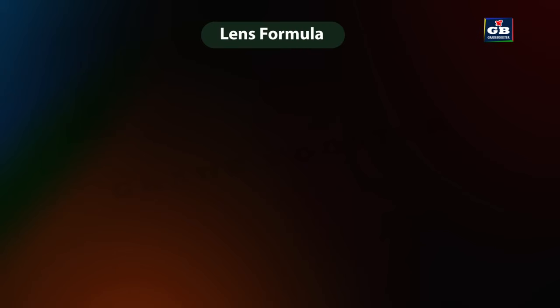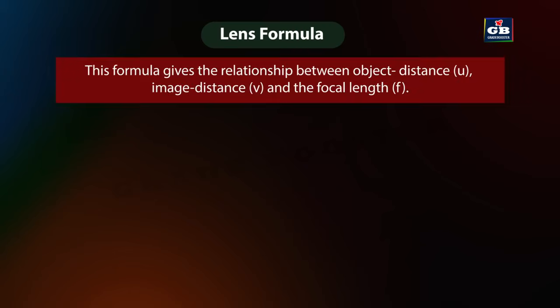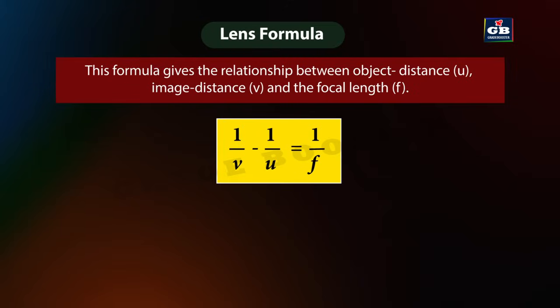Lens formula. This formula gives the relationship between object distance u, image distance v, and the focal length f. The lens formula is expressed as 1/v - 1/u = 1/f.